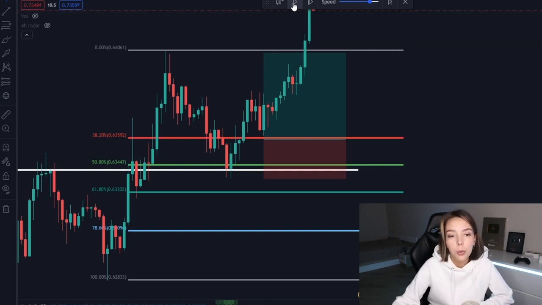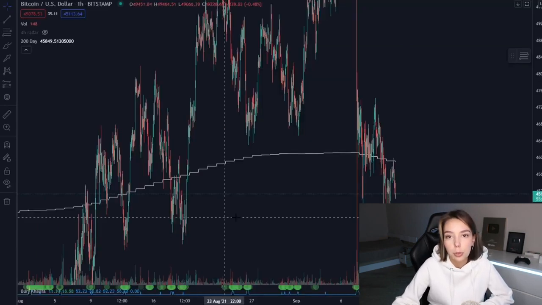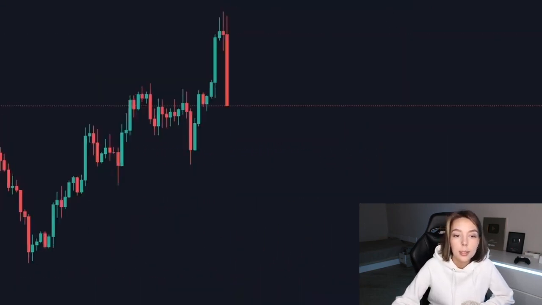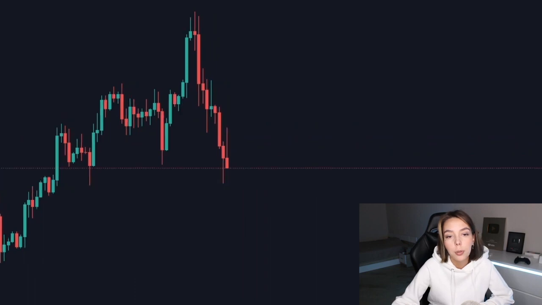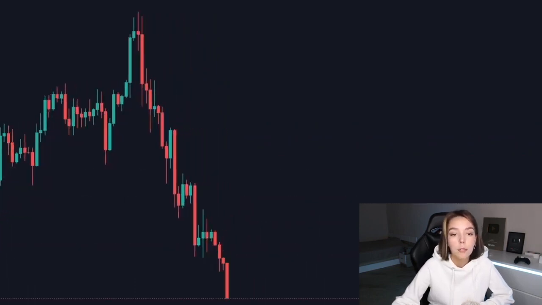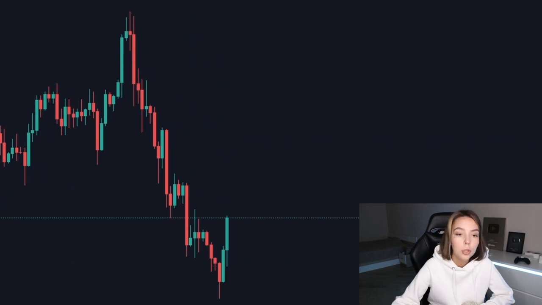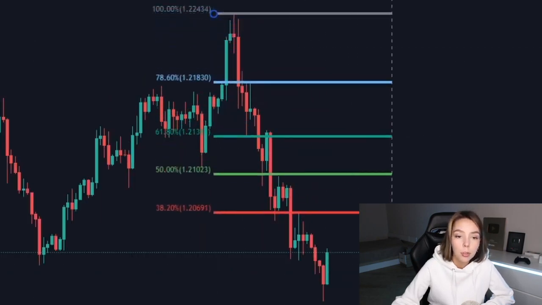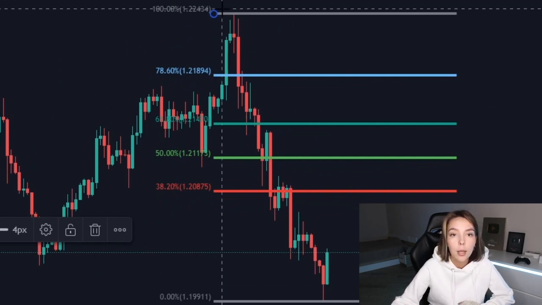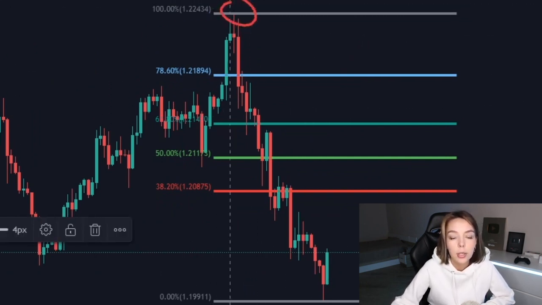Well, the way we know that is by identifying the long-term trend using the 200 EMA indicator. And in this example, we can see that the price is below the 200 EMA, meaning this downwards movement is in fact a downtrend. Now, once you've identified the downtrend, the next step is applying the Fibonacci Retracement tool. And since it's bearish, you want to start from the swing high and connect it to the swing low. And again, drag it to the right to extend the levels.